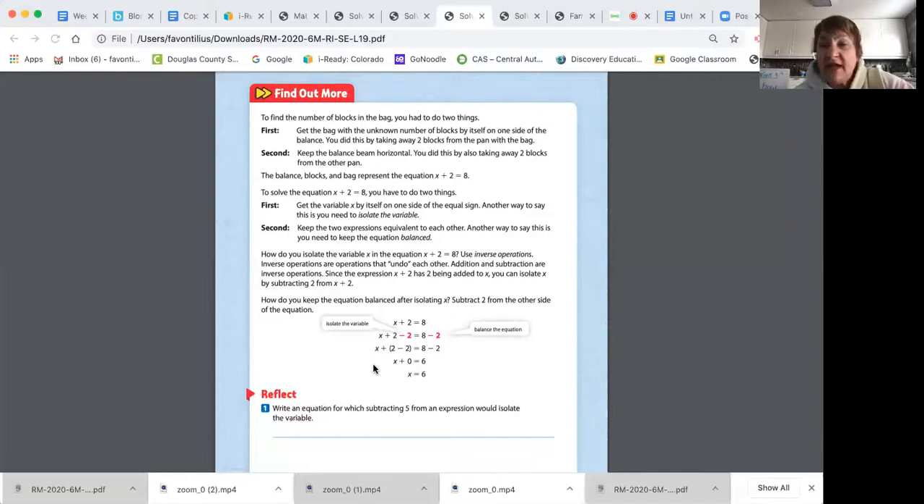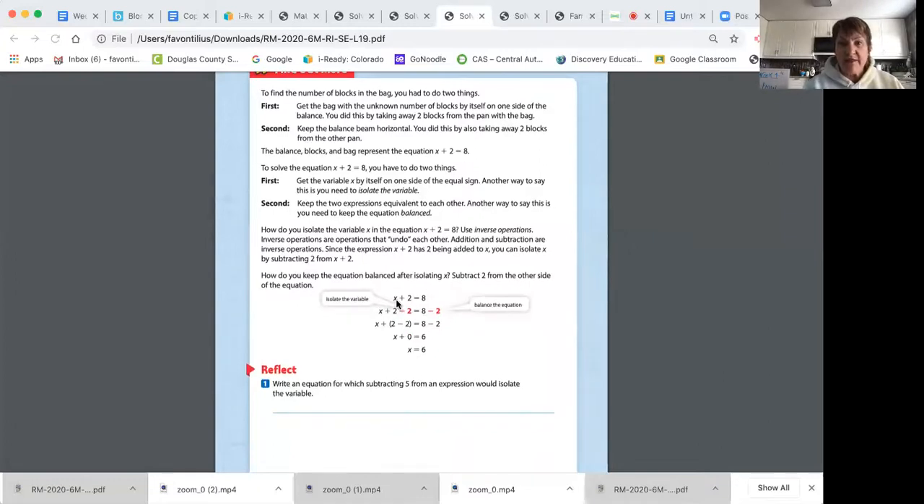Now take a look down here at the bottom. How do you keep the equation balanced after isolating x? Subtract 2 from the other side of the equation. So now, I hope you can see my cursor here, x plus 2 equals 8.